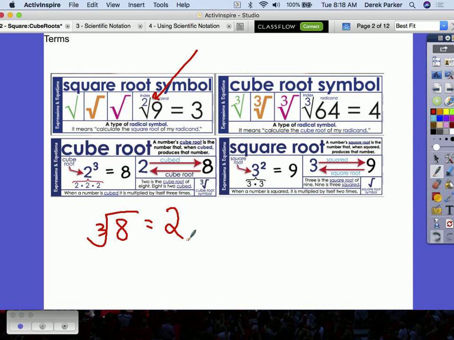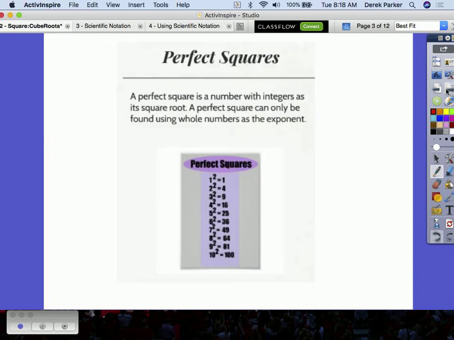Square root. A number's square root is the number that when squared produces that number. For example, 3 squared equals 9. So the square root of 9, you're looking for what number times itself gives you 9. The square root of 9 is 3.